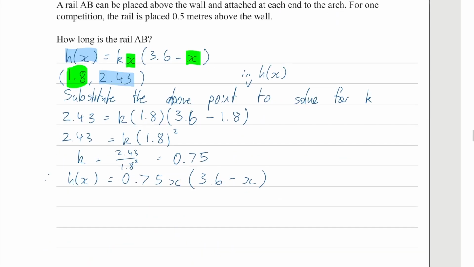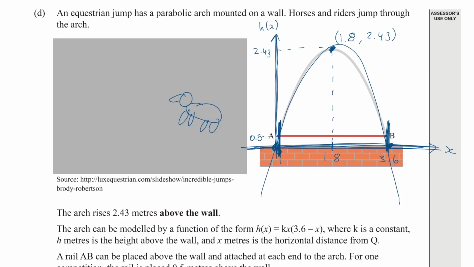So we can set the height to be 0.5, that's the height of the rail, and that will equal the height function. What this is saying is, let's find the x values where this parabola is equal to this height of 0.5. So it's finding the intersection points. We could do that graphically, right?